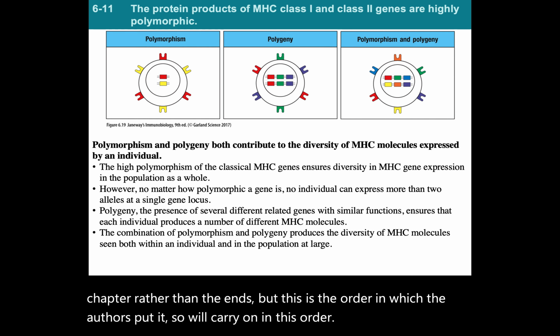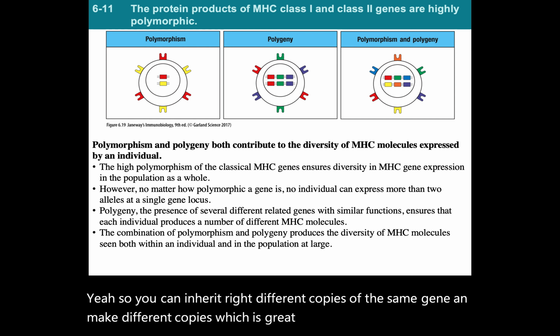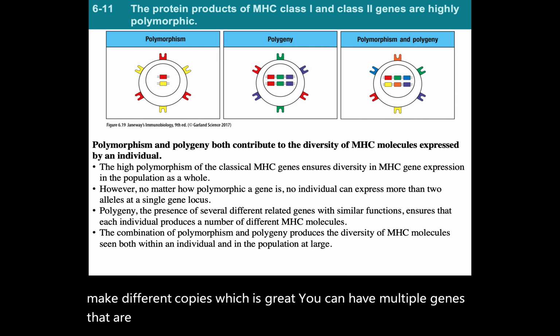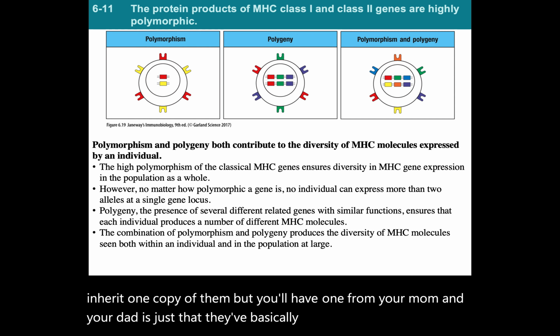Yeah, so you can inherit different copies of the same gene and make different copies, which is great. You can have multiple genes that are essentially doing the same function, for which you only inherit one copy of them, but you'll have one from your mom and your dad. It's just that they're basically the same gene that encodes the same protein.